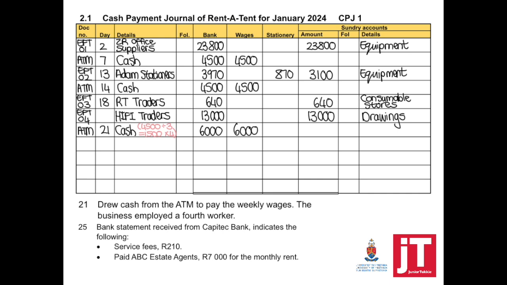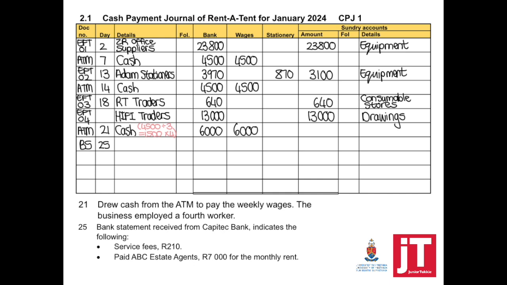Day 25. The bank statement received from Capitec Bank indicates the following. Service fees, 210. Paid ABC estate agents 7,000 for the monthly rent. So also be very careful. The bank statement reflected two different types of transactions. Both of them, a payment was made. The first one was for service fees. So we're going to use bank statement as the source document.